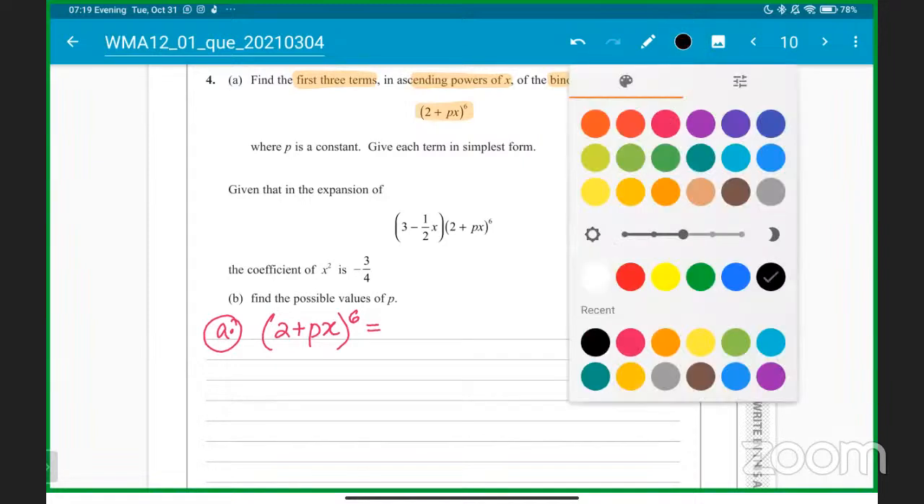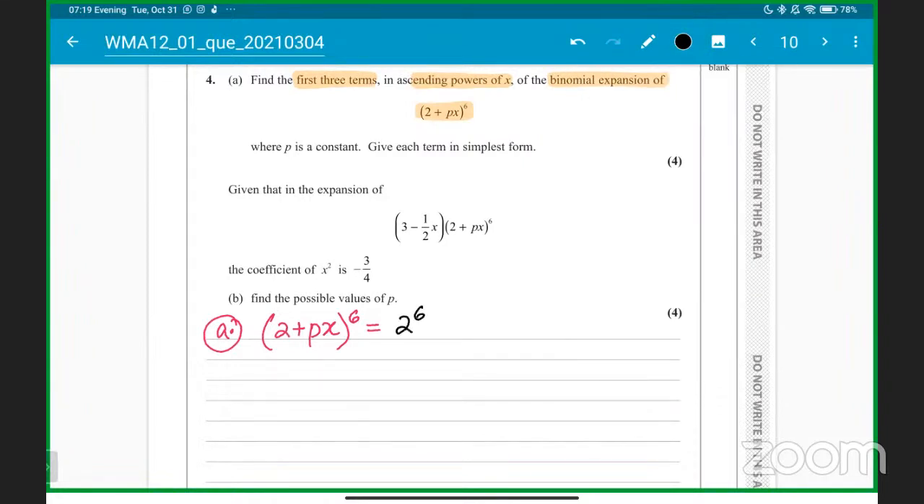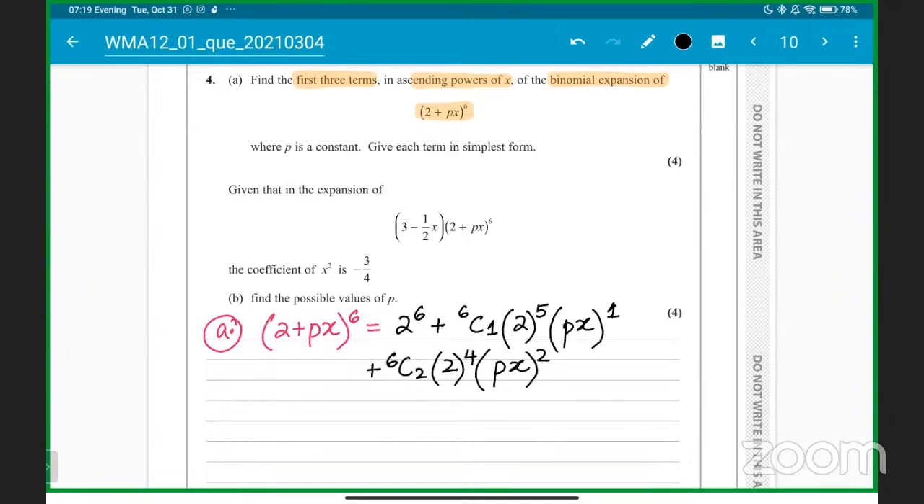Okay, so here we go again. This time we'll do it directly: 2 power of 6. Make sure 4 marks means good enough working, okay? Then 6c1, we only have to find the first 3 terms. So 2 power 5, and then px to the power of 1. And the third term will be 6c2, 2 to the power of 4, px to the power of square, okay? So these are the first 3 terms, and that is done. We just have to simplify them, okay? Hope everyone got this. Any concerns?